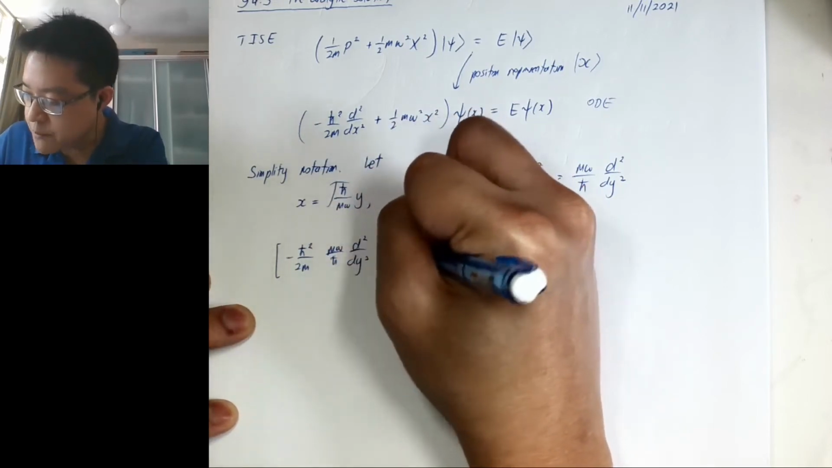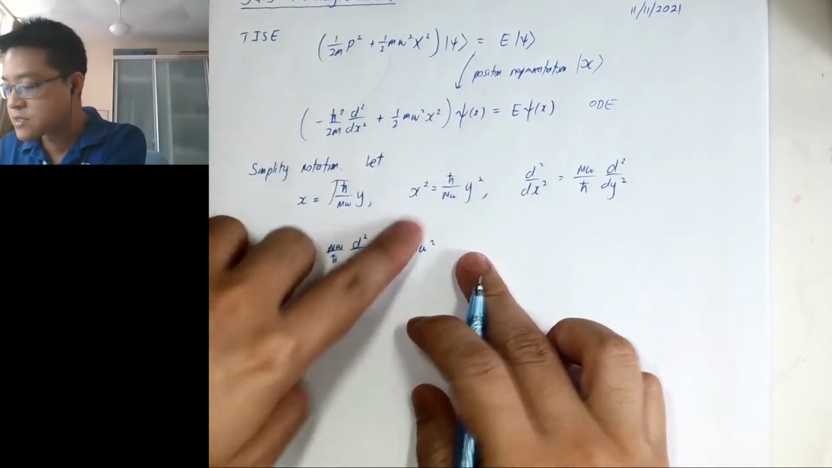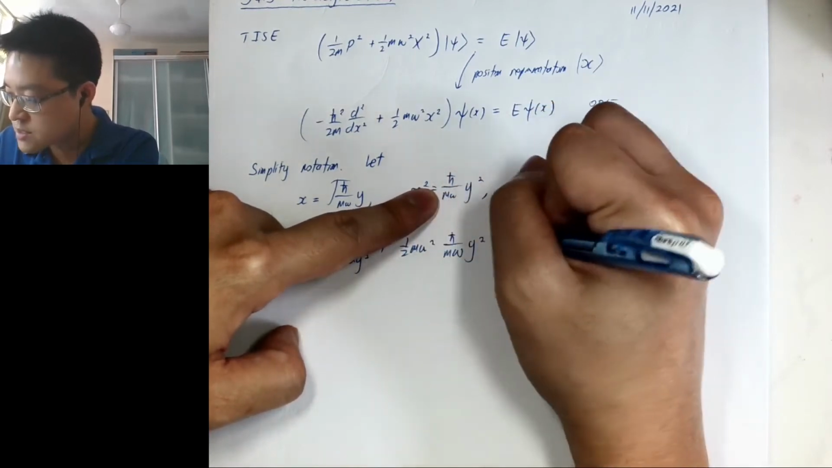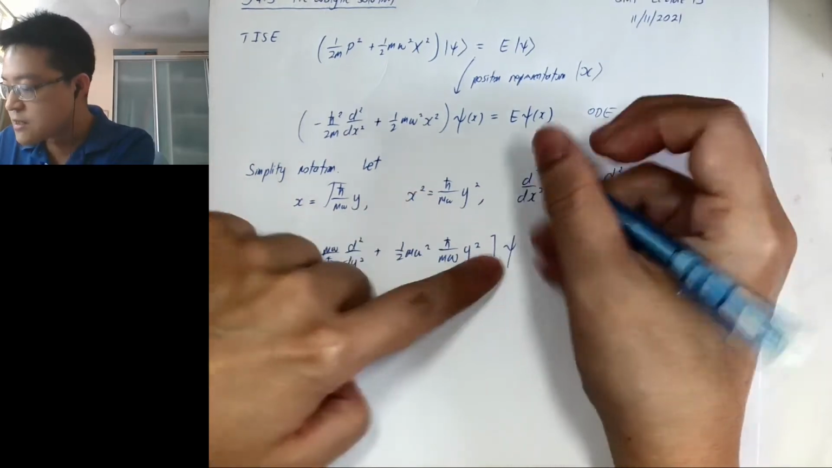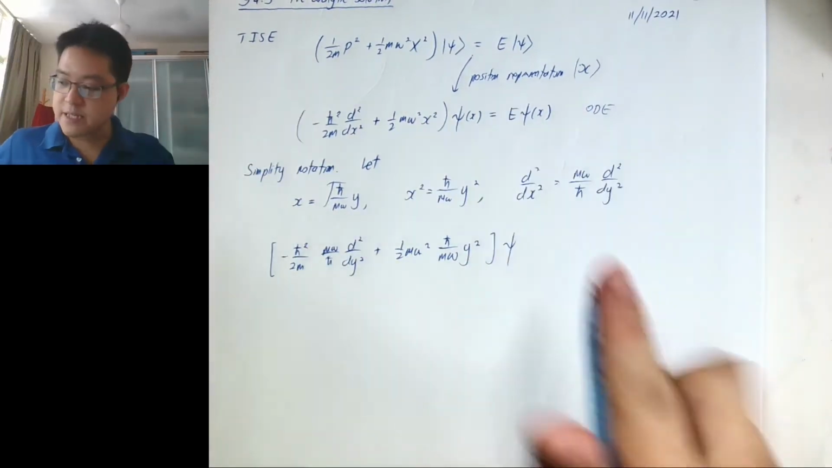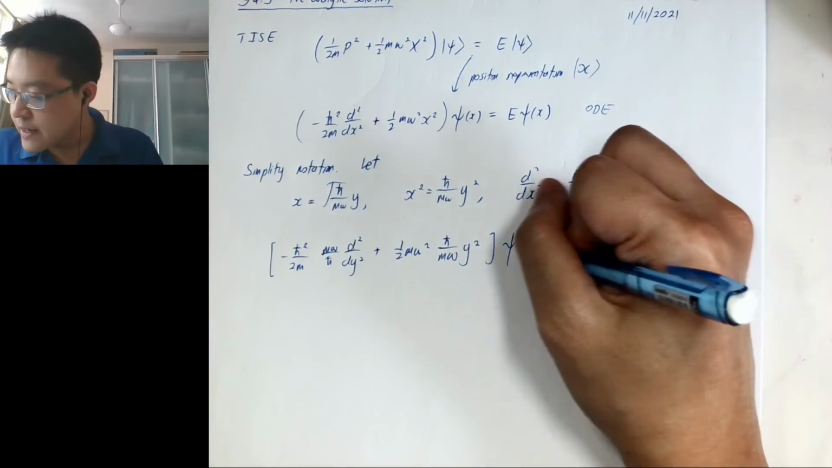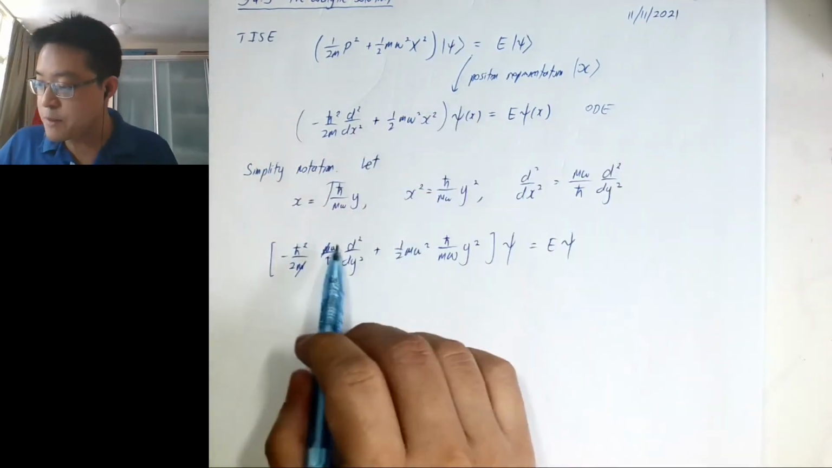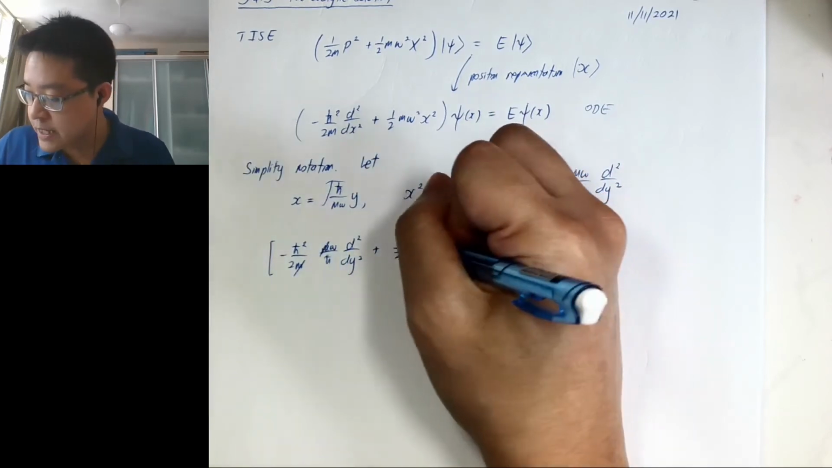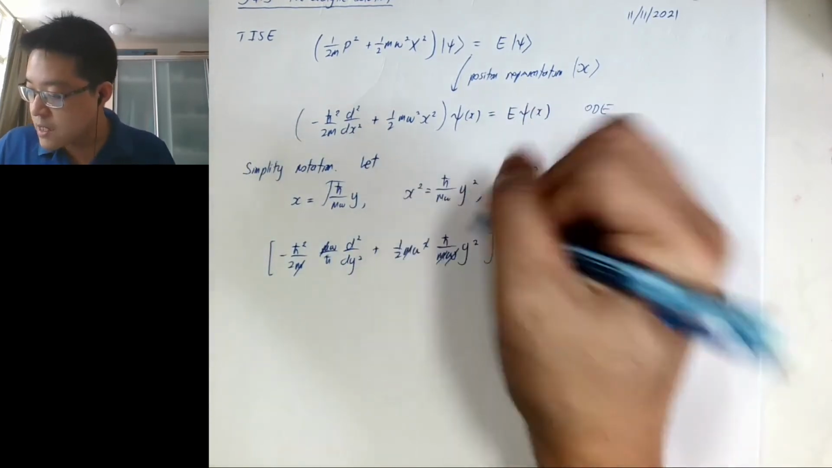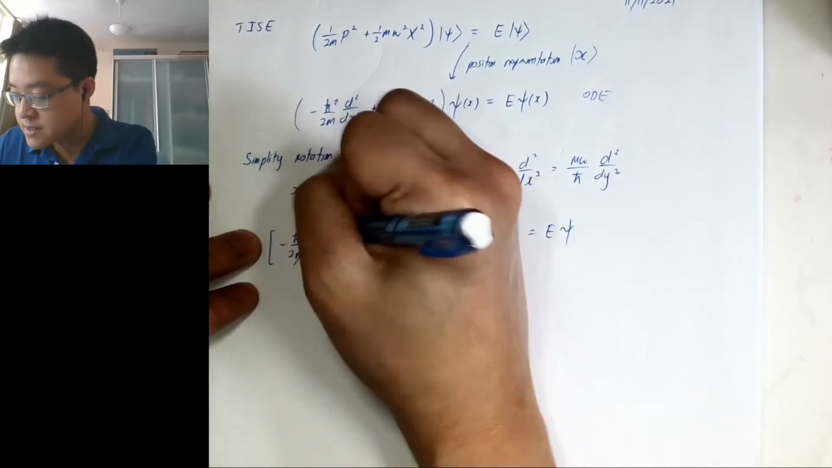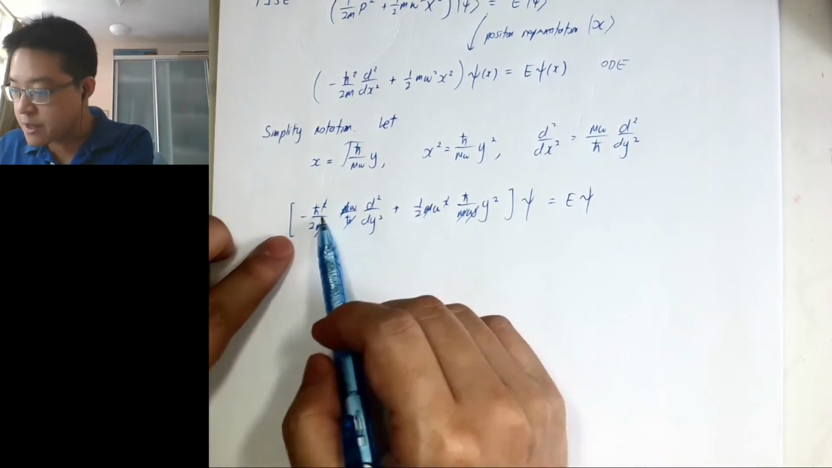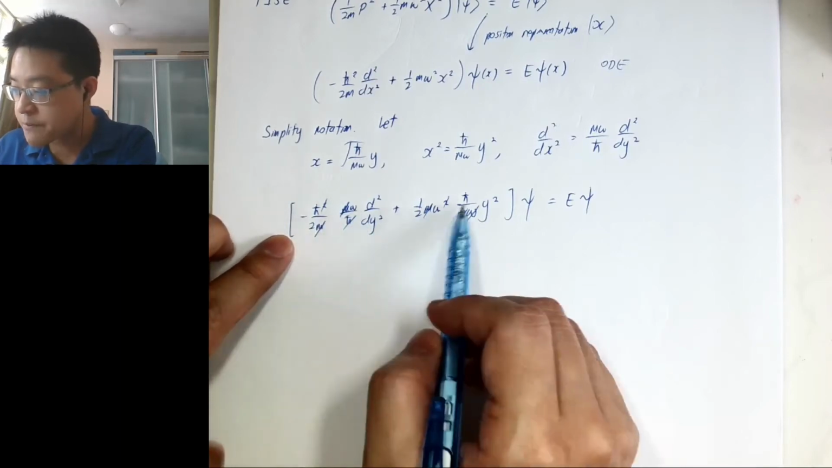And I got half m omega squared. And then there's an x squared. So x squared means I substitute in y, it means m omega y squared, and then times psi. So now psi is going to be expressed in terms of y, and then I got E times psi. Notice that we purposely define it this way so that the m will cancel, one omega will cancel, this h bar will cancel here. So everybody has a factor of h bar omega.